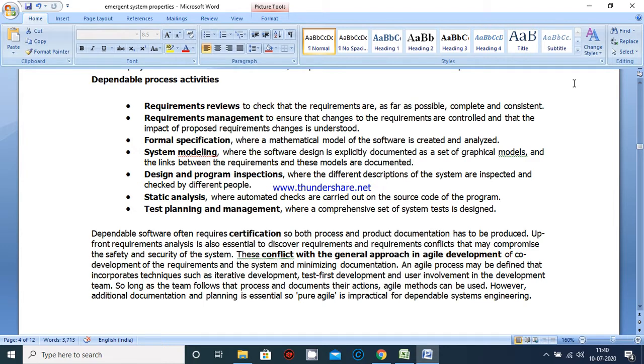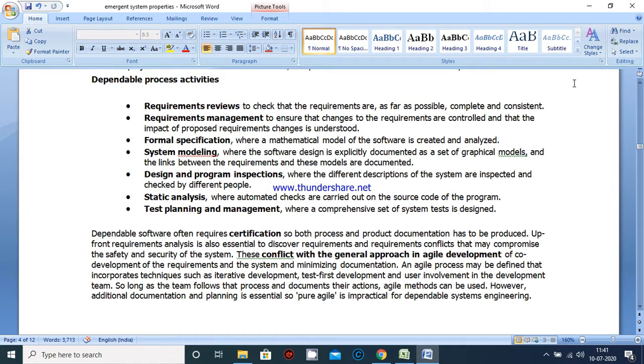The concept of agile I already discussed while delivering the video lecture on the topic business area analysis. So these conflict with the general approach in agile development of co-development of the software requirements and the system, and which minimizes the documentation.